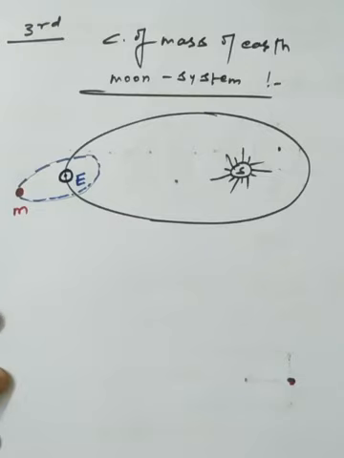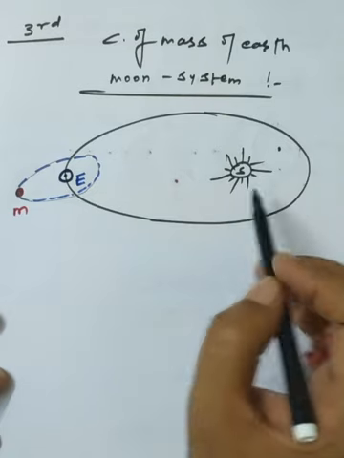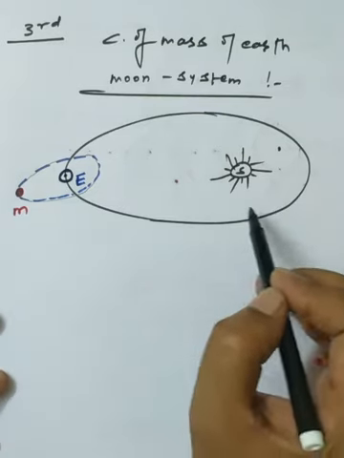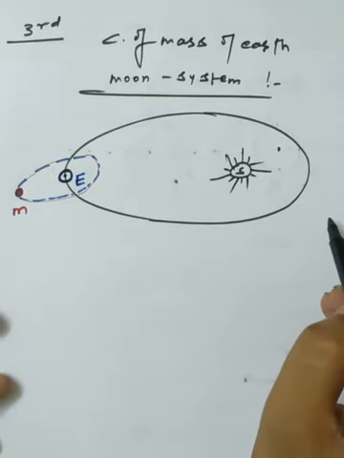Now, dear students, we are talking about the center of mass of the Earth-Moon system. This is a system in which the two masses are different. So how will the movement of the center of mass apply?